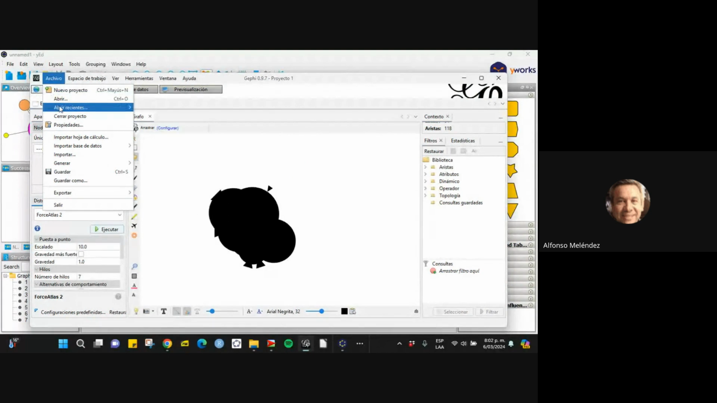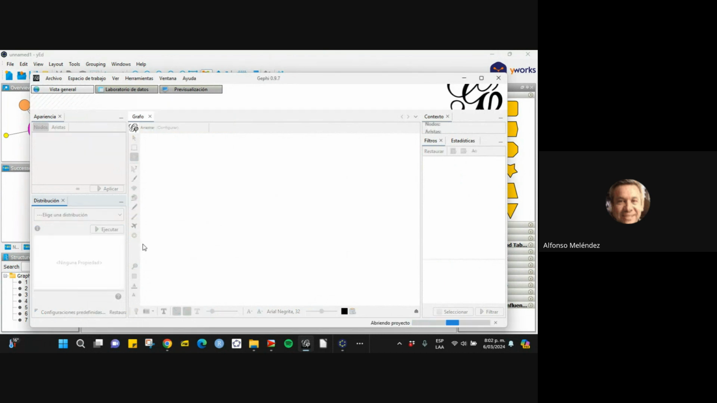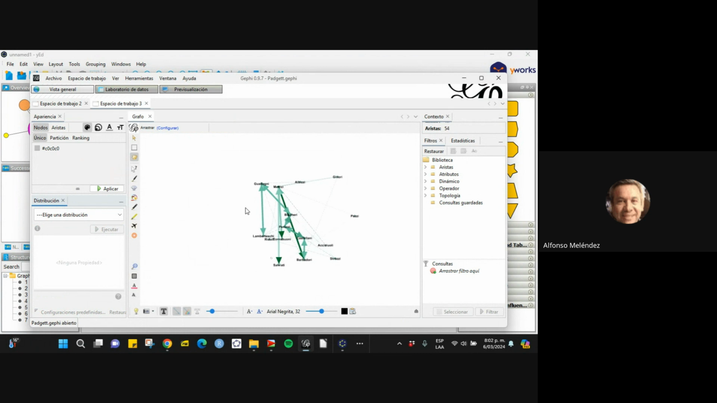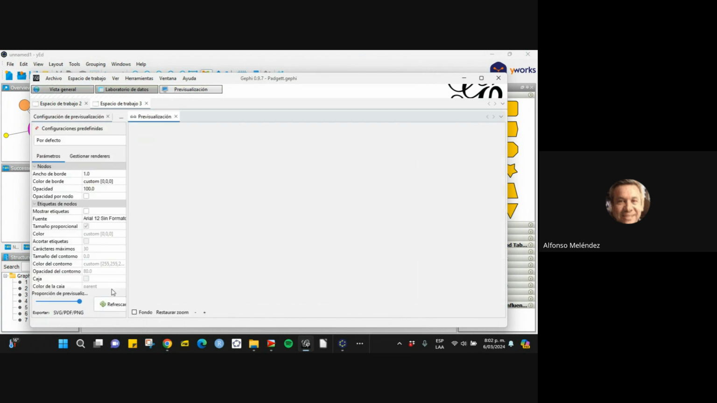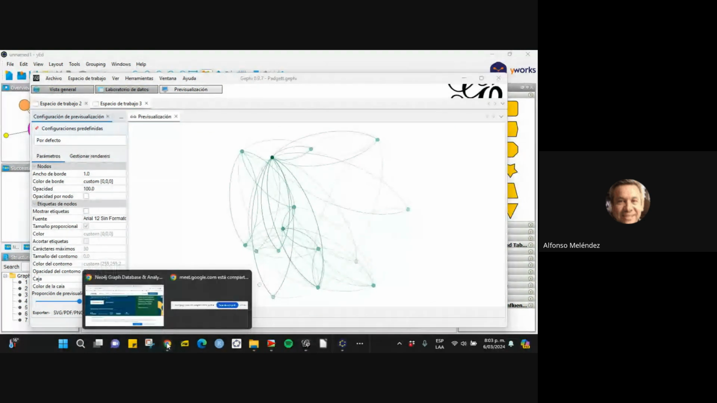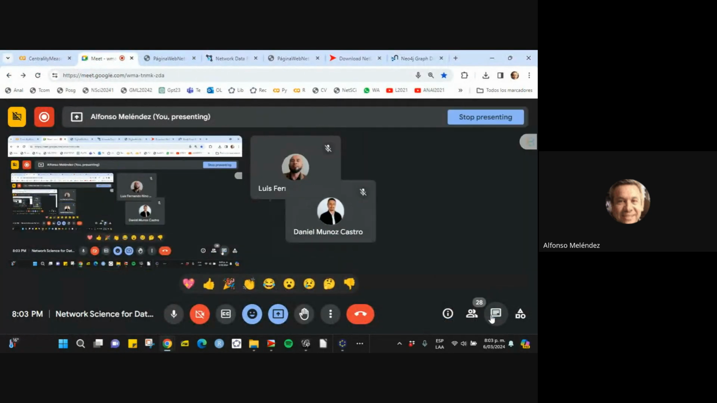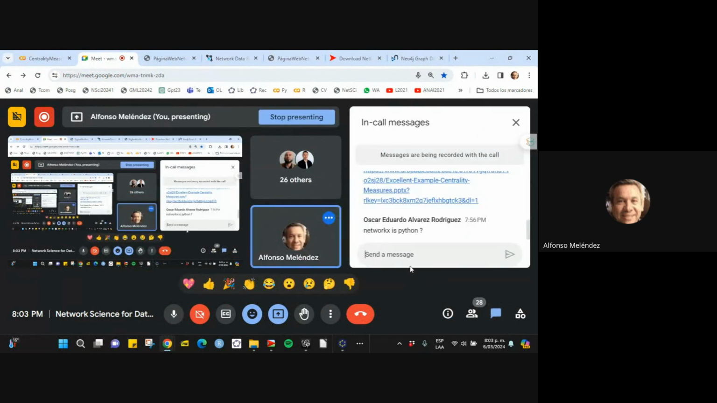Okay, this is Gephi. So here we have, and if you do something like this, I guess this is very beautiful also. Okay. So Gephi, and I'm going to put in the chat the names of the two tools for visualizing and analyzing networks. Okay, Gephi and yEd.